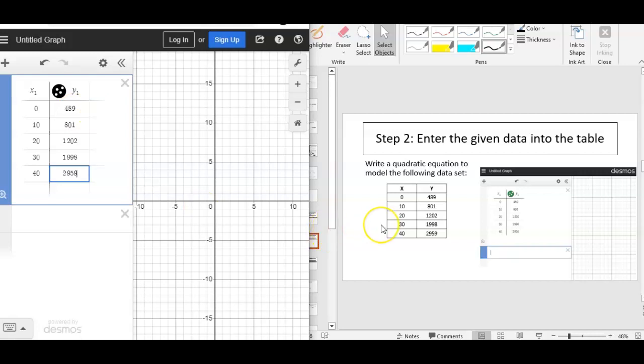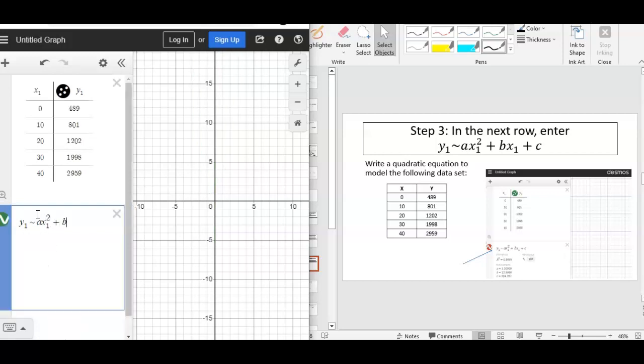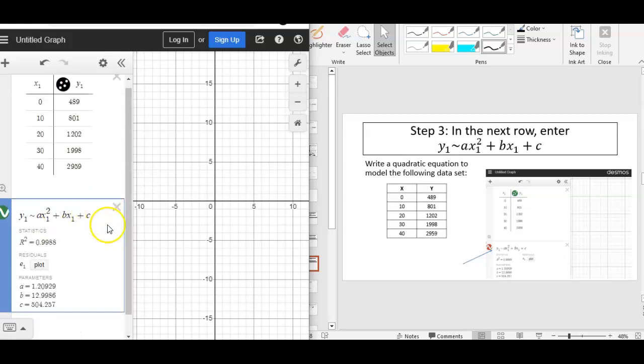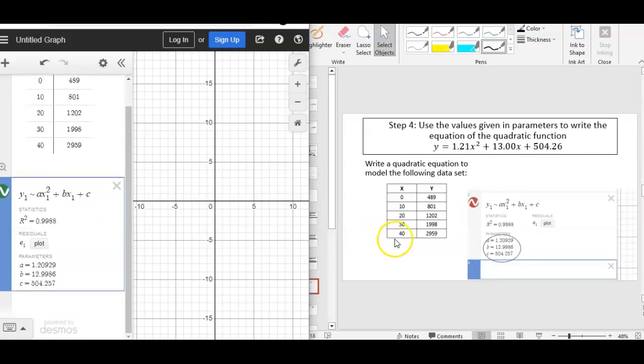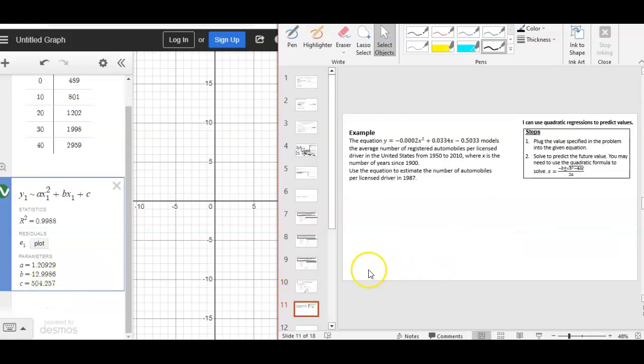Okay, so now that I have all these values entered, I need to tell Desmos that I'm looking for a quadratic function. So I'm going to type y1 is approximately ax1 squared plus bx1 plus c, right? I have to enter the quadratic equation in standard form. So now it gives me values of a, b, and c that I can use to write my equation. So I get the equation 1.21x squared plus 13x plus 504.26. Okay, so that's the quadratic equation that models this data set.